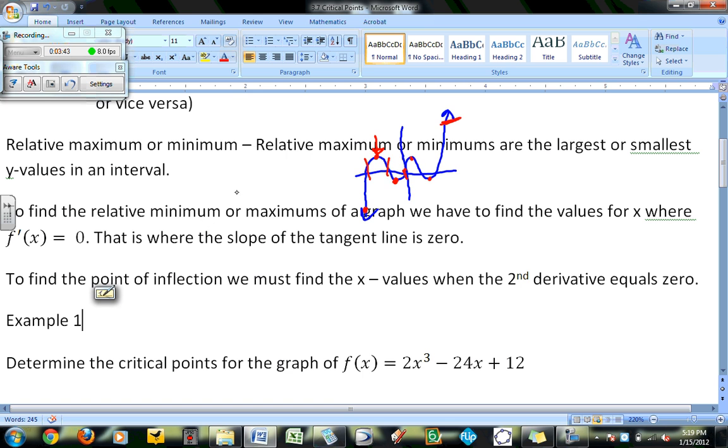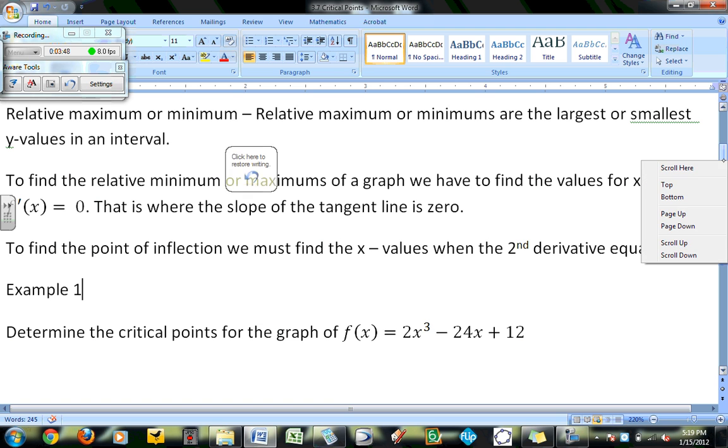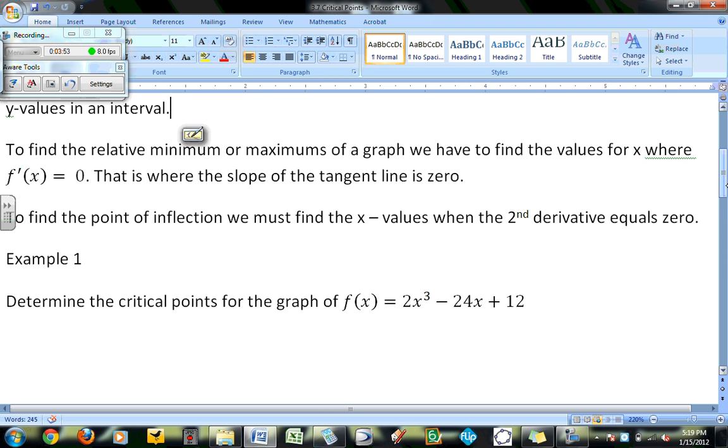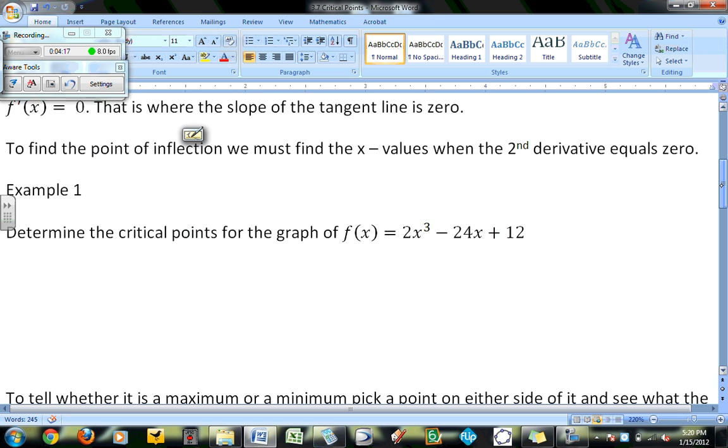To find the relative maxes and mins of a graph, all we have to do is find the derivative of the function and set that derivative equal to 0. What the derivative tells us is the slope of the tangent line. When that is 0, that means our graph is changing. When I have a horizontal tangent line, that means my graph is changing. So that's why we're setting the slope equal to 0. To find the point of inflection, we're going to take the derivative of the derivative. So we're going to find the second derivative, and then we're going to find where it equals 0 as well.